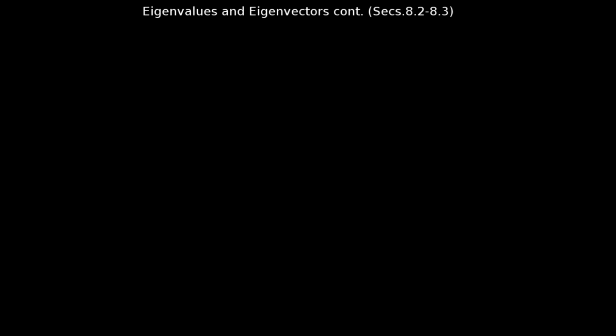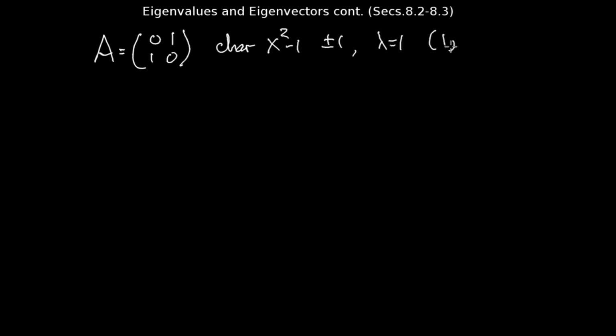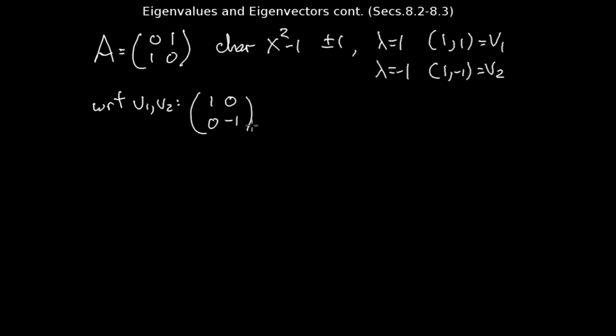Okay, let's illustrate this with a very simple example. Let's take A to be this 2 by 2 matrix. It's a 1 here, not a minus 1. The characteristic polynomial is x squared minus 1, which has eigenvalues plus or minus 1. So when lambda is equal to 1, it's very easy to see the eigenvector is (1, 1). Let's call that v1. And when lambda is minus 1, it has eigenvector (1, minus 1). I'll call that v2. And so with respect to this new basis, v1, v2, the matrix is 1, 0, 0, minus 1. Okay. So that's not really anything new.